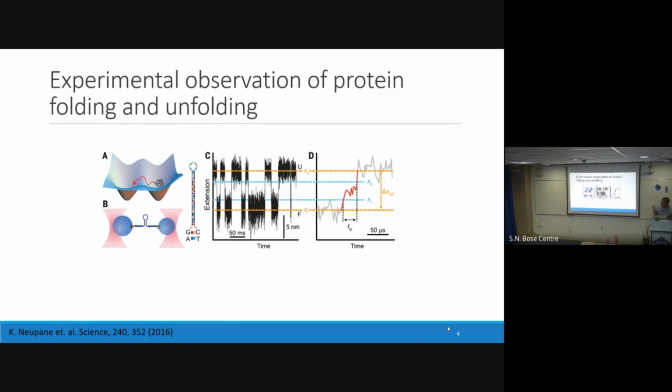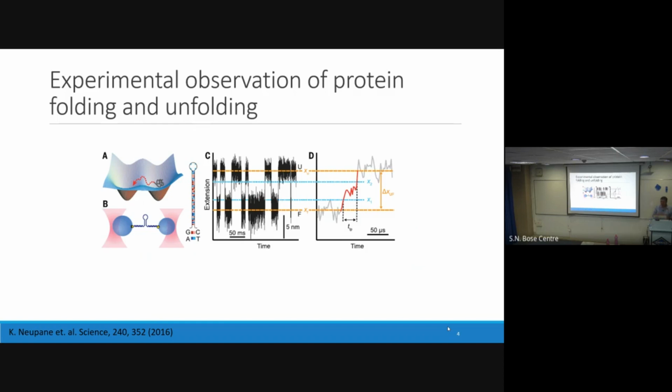experiment, where picture A shows the barrier crossing dynamics, a trajectory moving from one minimum to the other, and picture B shows the experimental setup, where two beads are attached, and the laser trap is focused on the bead, and then with a polymer tether, a DNA or protein handle is attached with the tether. And now this laser creates a tension, and that's why the molecule stretches, and one can get an extension versus time plot. So the molecule can go from the unfolded state to the folded state because of that tension.